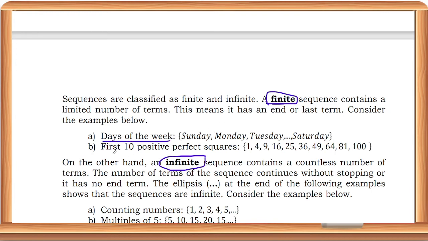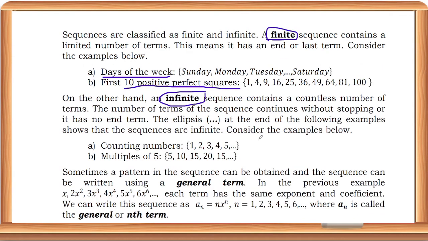So, it is finite. And then we have here, meron siyang instruction, the first 10 positive perfect squares. Okay? So, yung una, 1 squared is 1, 2 squared is 4, 3 squared is 9, and so on and so forth. So, sa first 10 positive, kung bibilangin mo, hanggang 10 lang. Pagka lumagpas ka sa 10, hindi mo na nasusunod yung instruction dito. Okay? So, yung infinite naman, obviously, alam nyo na kung ano ibig sabihin nito. Ito yung hindi mo kayang bilangin. Katulad nito, counting numbers, a set of counting numbers that is 1 to infinity. And then, pwede rin yung multiples of 5.